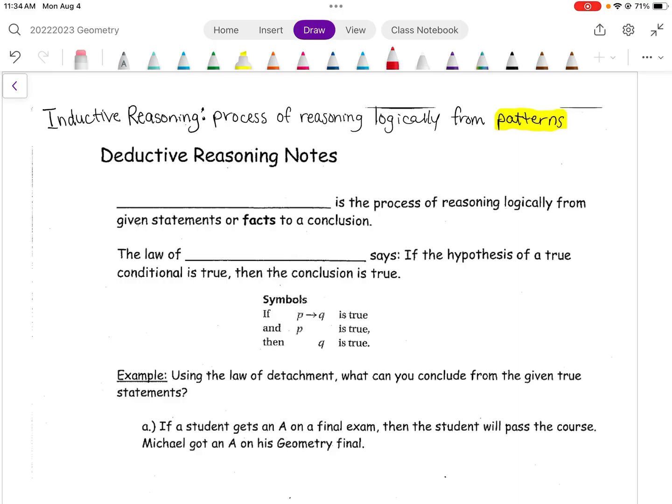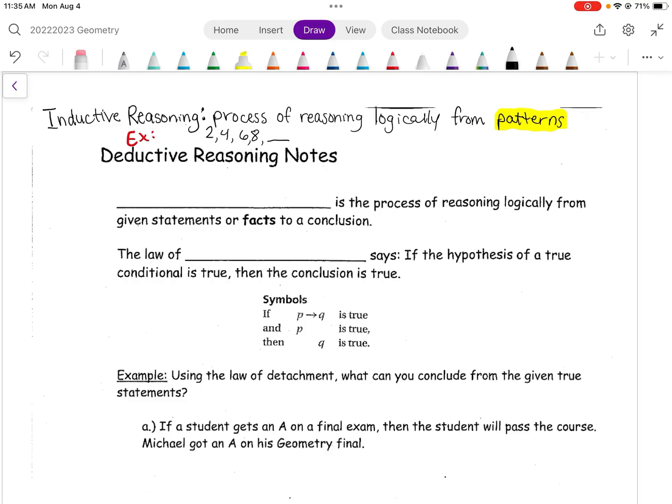So inductive reasoning would be, here's an example, a real basic example. If I give you some numbers, 2, 4, 6, 8, could you tell me what the next number is? You'd probably say 10. You just used inductive reasoning. You're looking at the patterns to form a conclusion.